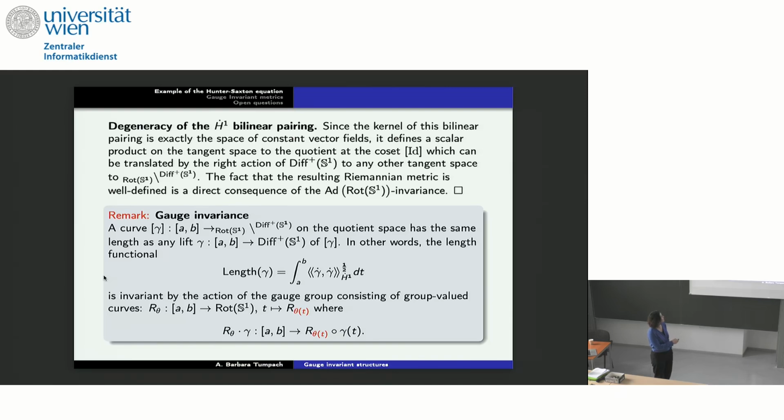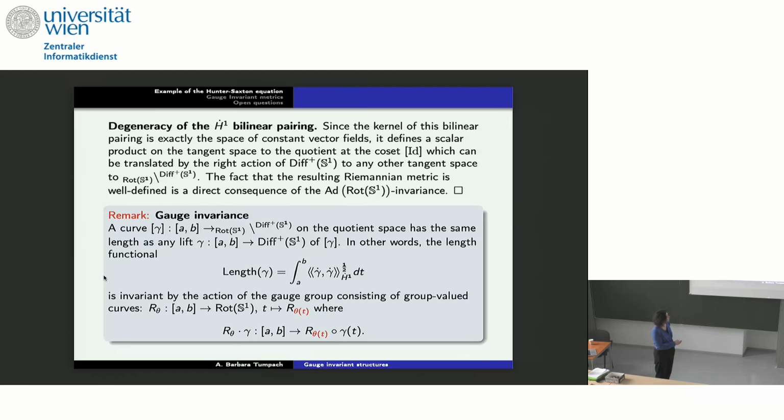So this length functional is invariant not only by rotation with fixed angle, but by time-dependent rotations. If on this curve gamma I act by a rotation which depends on time, here my time is between A and B, let's say, so what I'm doing is I take the curve gamma, which is in the top space, and at each time I act with a different rotation. Then the curve that I get will have exactly the same length.